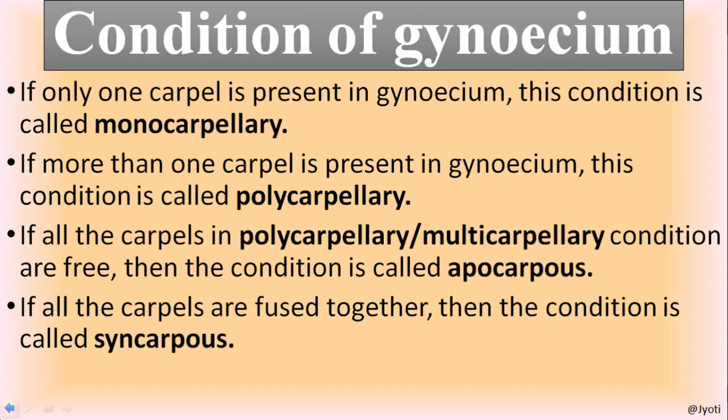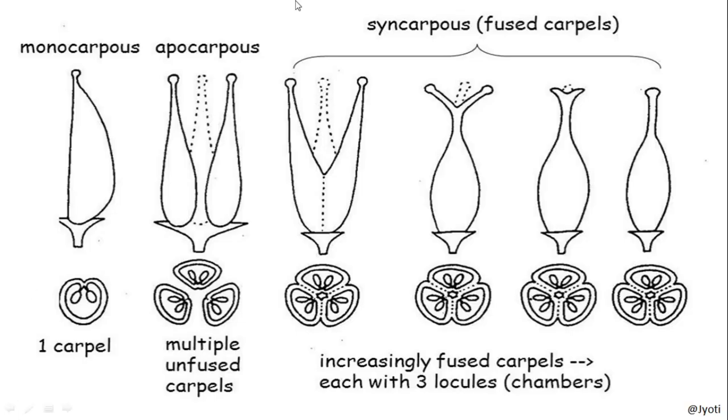And if all the carpels in the polycarpellary condition are free, when more than one carpel is present but they are not fused, they are free, then that is called apocarpous. But if the carpels are fused together, then that is called syncarpous. So here you can see how the carpels are fused, and when the carpels are fused, what the structure of the ovary is. Here you can see this is monocarpous, meaning a single carpel is present.